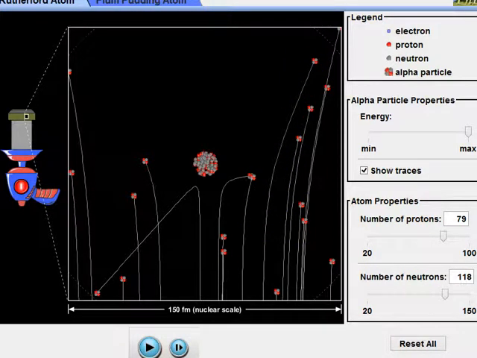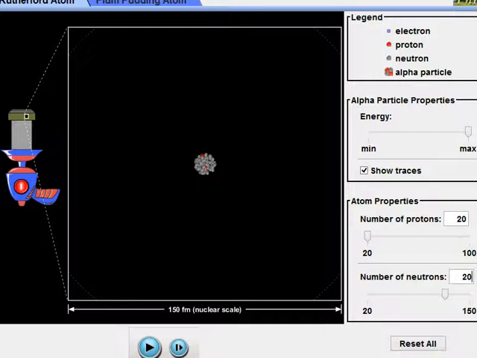Now what do you think is going to happen if I use a lighter atom instead of this gold atom? If I use, say, calcium, what do you think is going to happen? How is it going to change? Let me just make the changes over here. What do you think is going to happen? Type away while I make the changes. Okay, so I've changed the central atom. I'm going to hit the gun again.